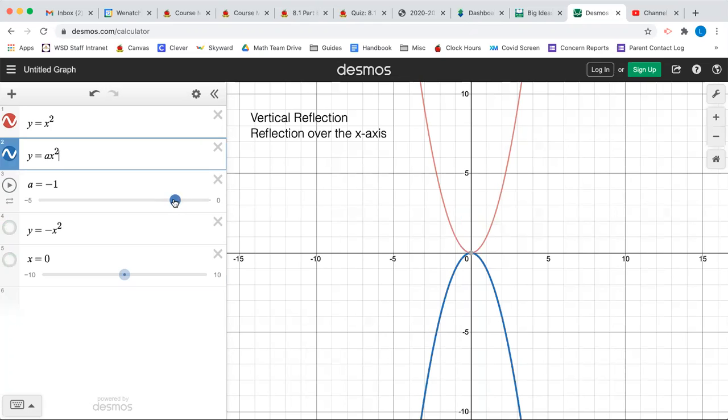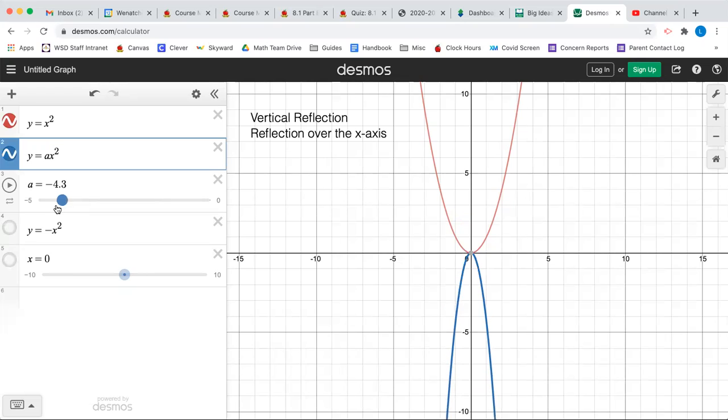As our a value gets farther away from 0, so it gets even deeper into the negatives, as you can see, it's approaching -5. This is just like how, when our a value got bigger than 1, like it would go towards 10 and 20 and 30, it behaves the same way. The graph gets more narrow.